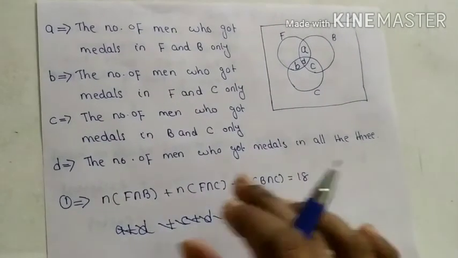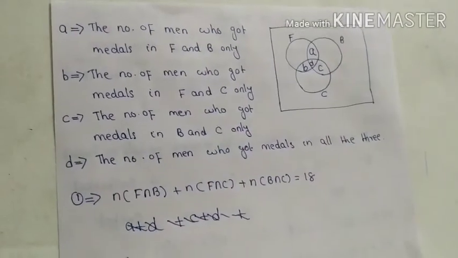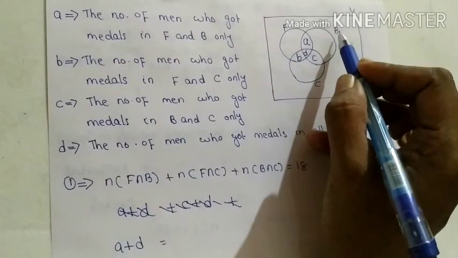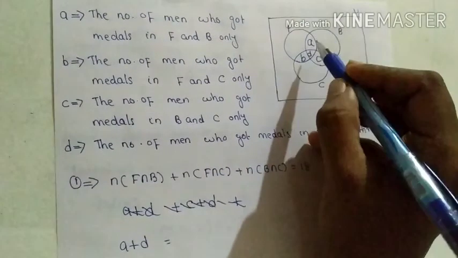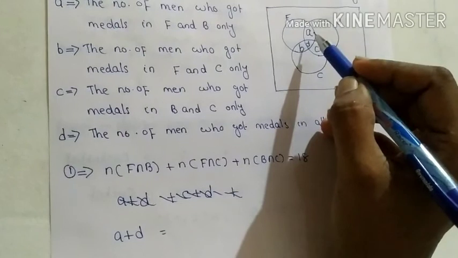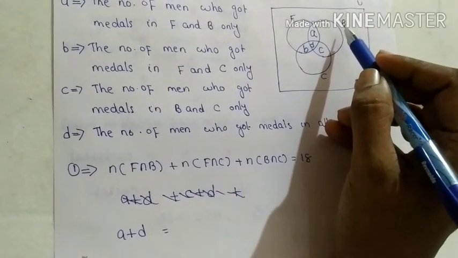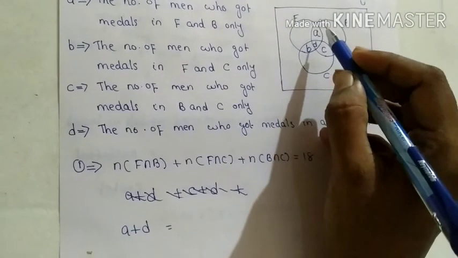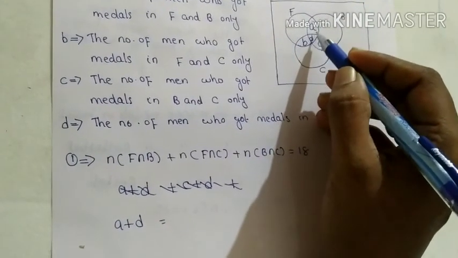So I am going to replace this N of F intersection B by A plus D. F intersection B means the portion where the men who got medals in both football and basketball. Right. So I am replacing N of F intersection B by A plus D. So this is the portion.